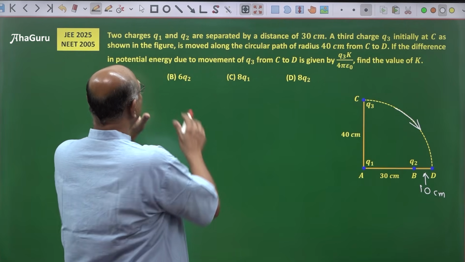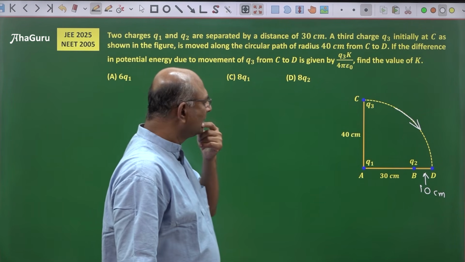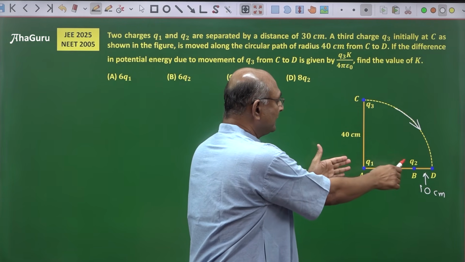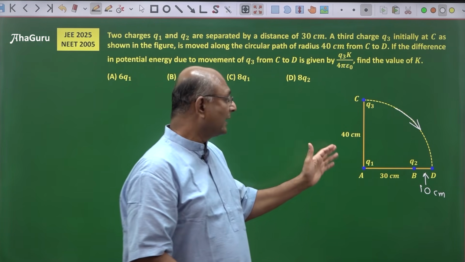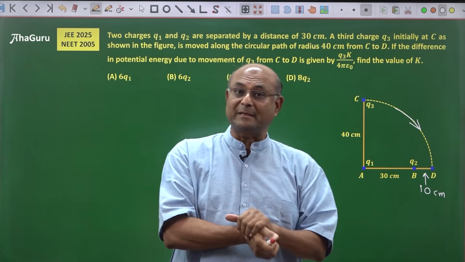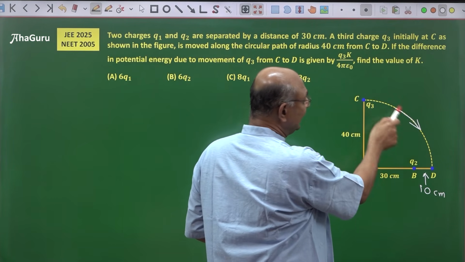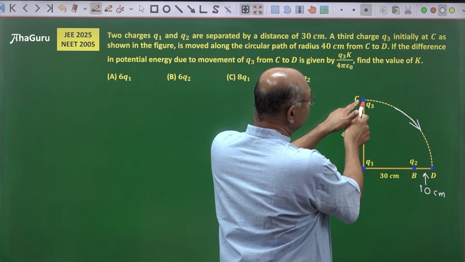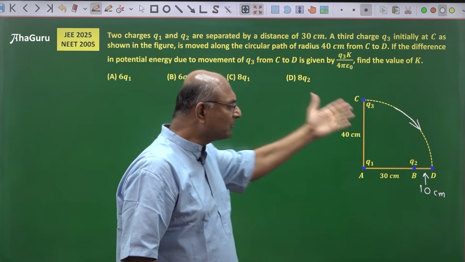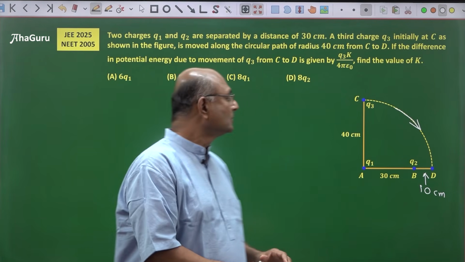The potential energy is changing. Why? Well, the potential energy has a Q1, Q3 component, right? It will have a Q2, Q3 component. It will have a Q1, Q2 component, right? If you take the potential energy of a system, you have to take multiple things. But Q1 and Q2 are not moving. So we can say that the change in the potential energy is because Q3 is going from C to D, and we know the formula for the change in the potential energy when one charge is moving. So what will it be?